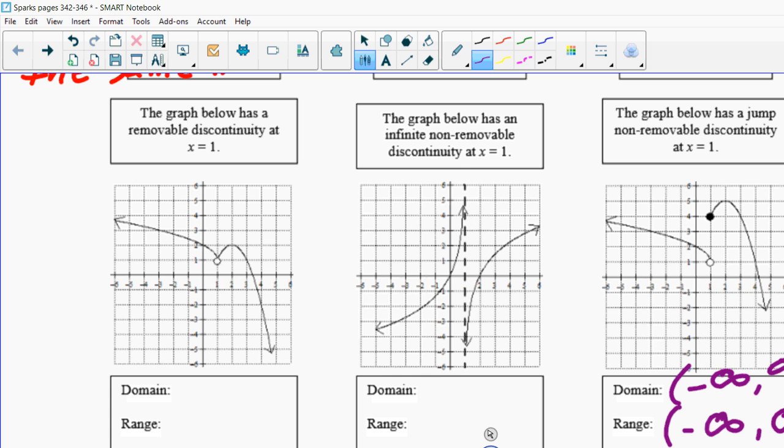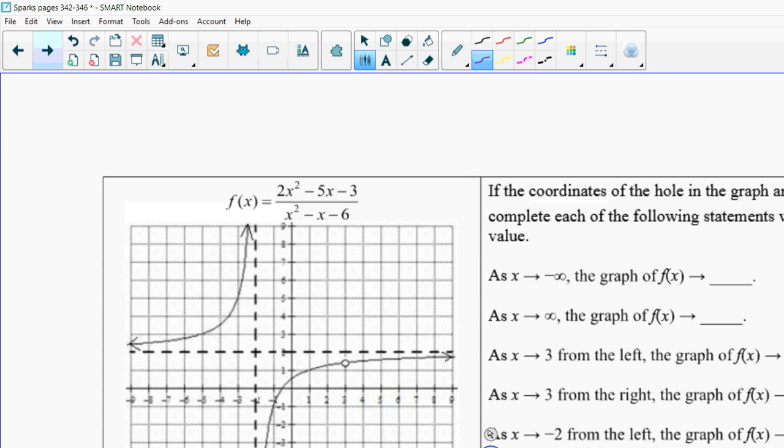Let me show you in a nutshell what a removable discontinuity is. A point discontinuity is the only one that can be removable. Why? Because if I make one point in one place, that thing's continuous. If I fill in that hole, that function's continuous, isn't it? I'd never have to lift my pencil. That's a removable discontinuity. And that's as much as you need to know right now. Next page. See, we got through that page fast.